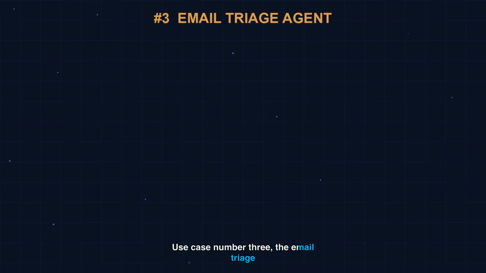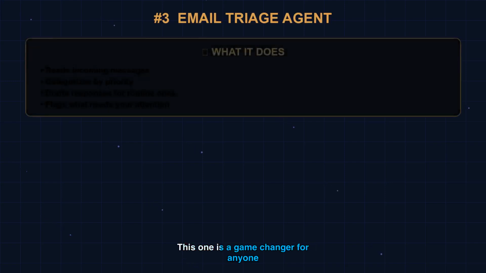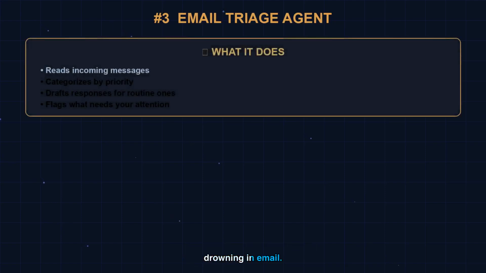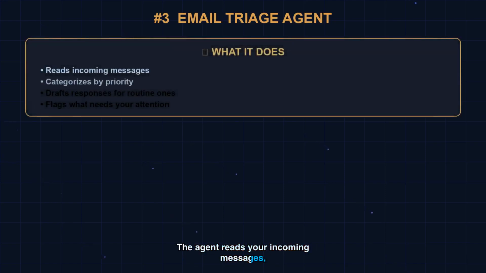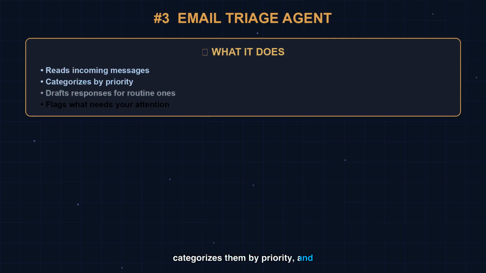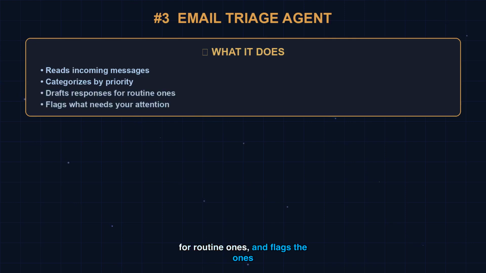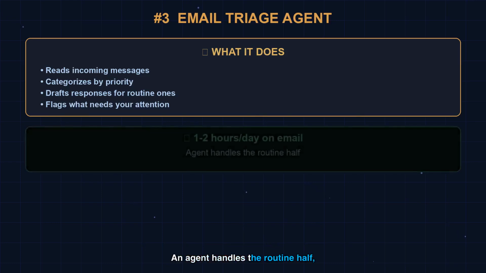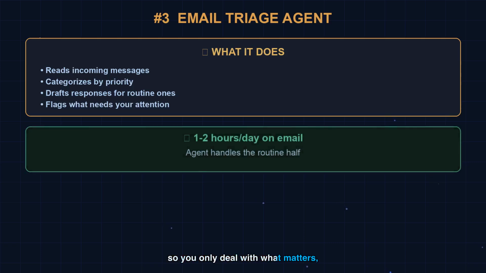Use case number 3, the email triage agent. This one is a game changer for anyone drowning in email. The agent reads your incoming messages, categorizes them by priority and type, drafts responses for routine ones, and flags the ones that actually need your attention. Why this matters: most people spend 1 to 2 hours a day on email. Half of those emails are routine. An agent handles the routine half, so you only deal with what matters.